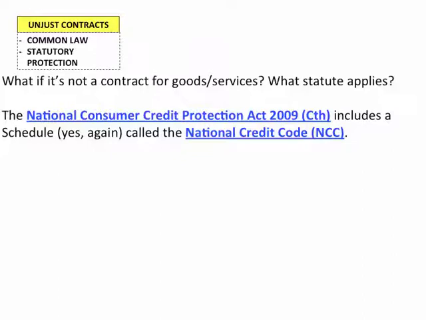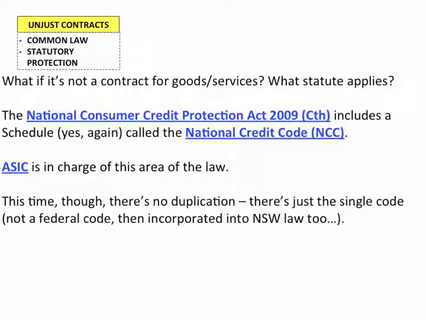Now, the National Credit Code is enforced by ASIC. So if there is an issue with a credit contract specifically, or with financial services, still under the ACL, ASIC is going to be in charge of that. So if it's a question of lending money or whatever, then it's going to be enforced by ASIC. Now this time though, luckily there's no duplication. There's just one federal code. There's no copy and paste of the National Credit Code into a state law, because ASIC is in charge federally, because credit can be covered under the Constitution.